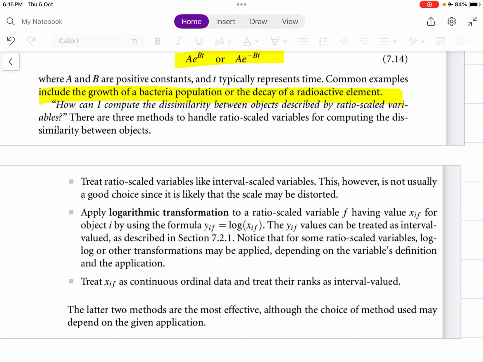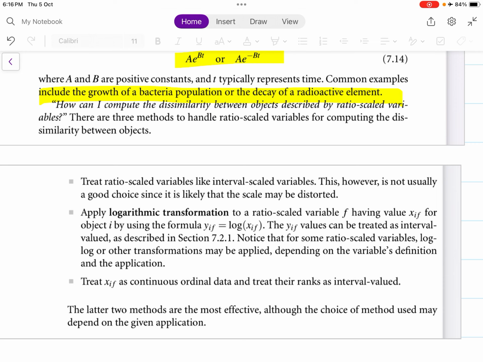Second, apply a logarithmic transformation to a ratio scale variable f having the values x_if for object i by using the formula y_if = log(x_if). The y_if values can be treated as interval values as described. Notice that for some ratio scale variables, log or other transformation may be applied depending on the variable's definition and application. Third, treat x_if as continuous ordinal data and treat their ranks as interval valued. The latter two methods are more effective, although the choice of method used may depend on the given application.